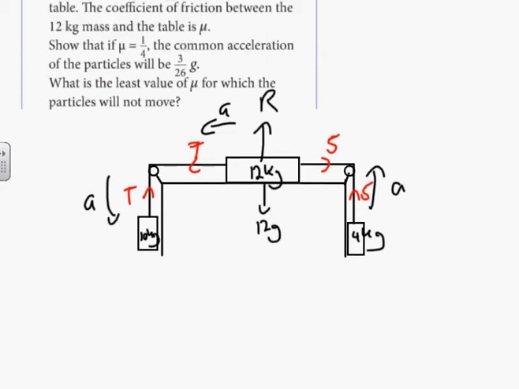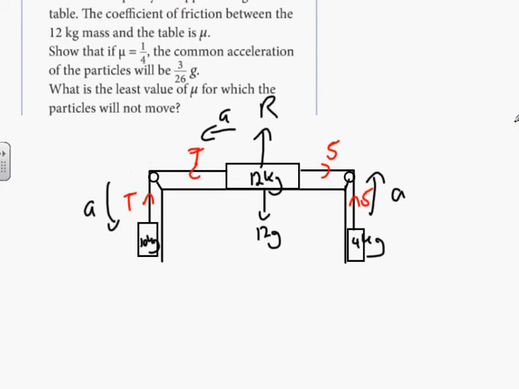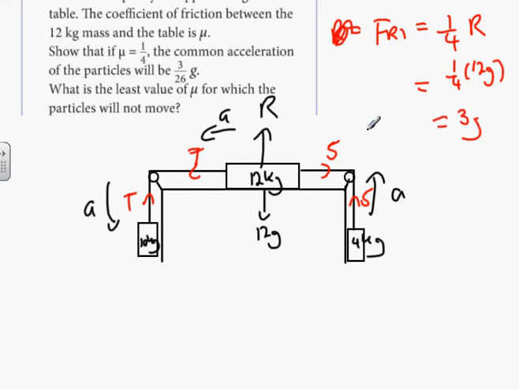So we're going to start off. Which way do you think the friction's going, guys? The friction? To the right. So friction F equals mu R equals a quarter R. And R is 12g, so it's a quarter of 12g, 3g to the right. Friction, okay, is 3g to the right.